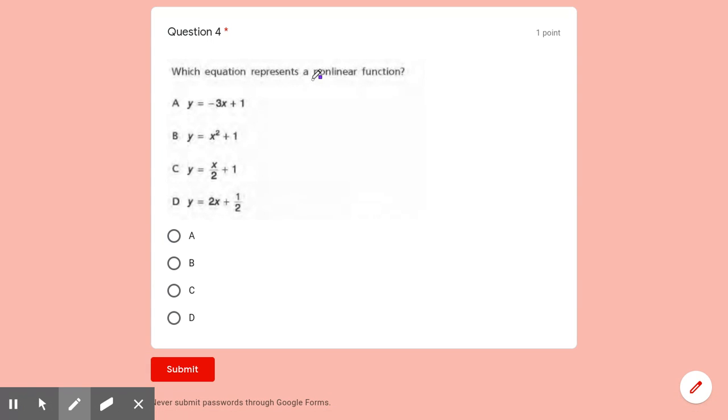Remember, we're talking about a function, meaning that once you take these equations, use the input for x, get an output for y, and make a table, you take the coordinates and graph it. You're going to see which one of these will not make a line, which one is not a line, okay?